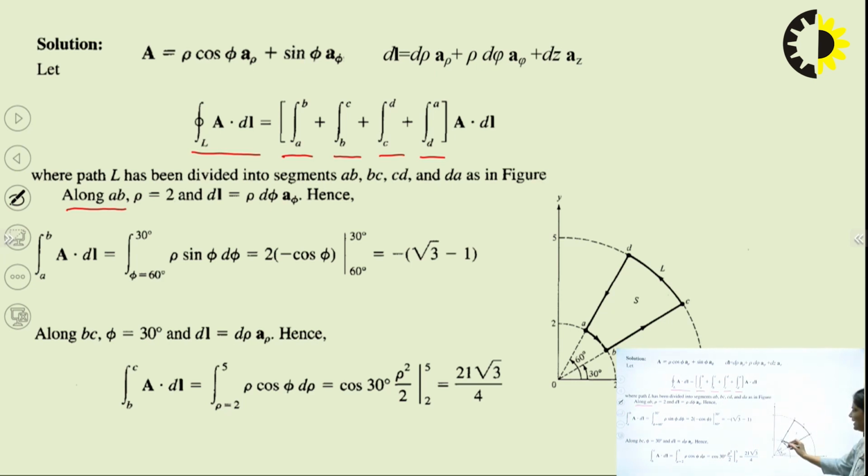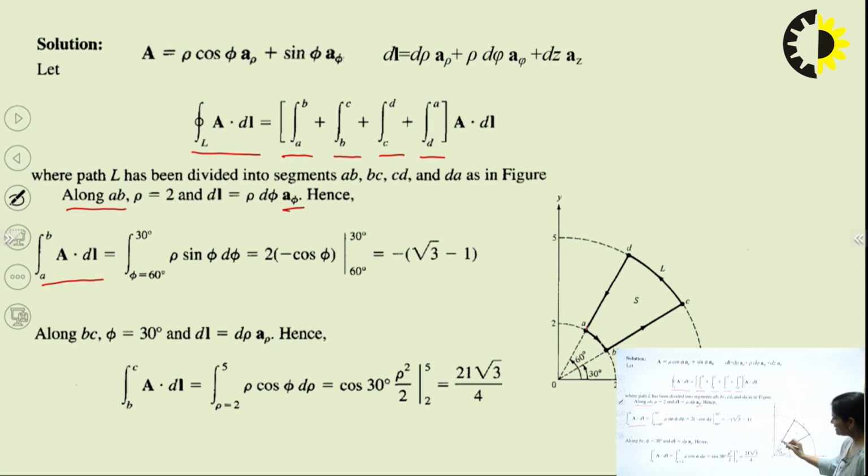When you are finding A to B, you can see here rho is equal to 2, and DL for this, when you are considering rho, so write down here DL for rho, that is equal to rho d phi unit vector of phi. Okay, so this is the DL and this is your rho. Rho is equal to 2. Now write down here A dot DL. So A dot DL, A to B.